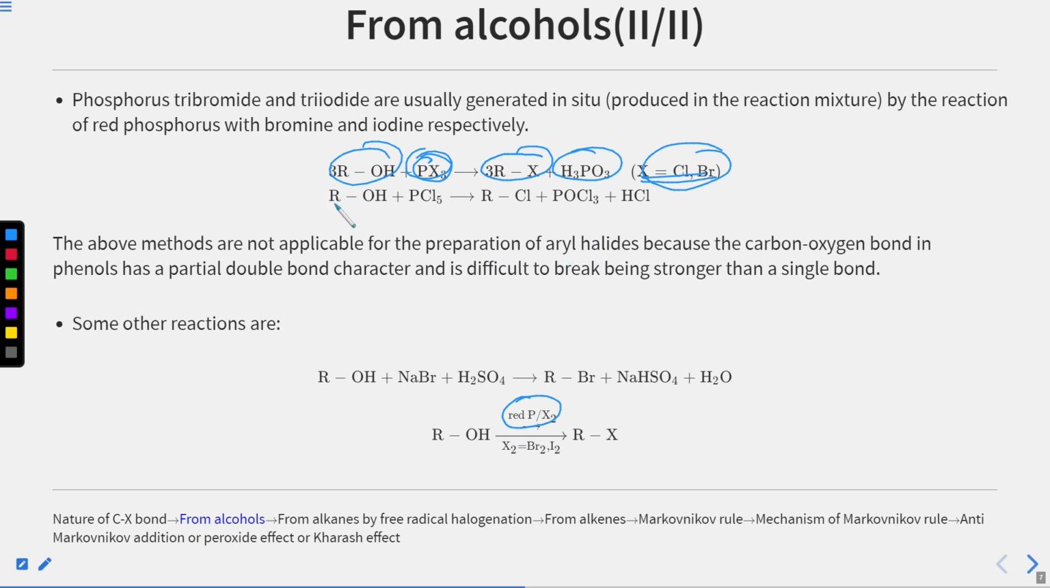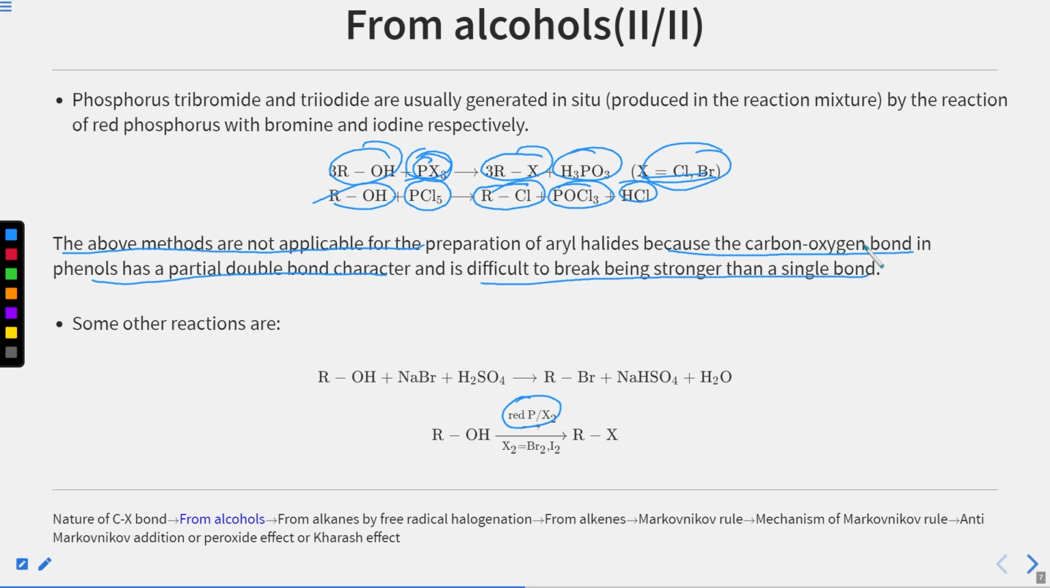Next, if we take ROH and react it with PCl5, that is phosphorus pentachloride, then again we will get our alkyl chloride, POCl3 and HCl. So in these two methods in which we use phosphorus halides, they can be either trihalides or pentahalides. We can use both of them to create our alkyl halide. Now the above methods are not applicable to haloarene because the carbon-oxygen bond in phenol has a partial double bond character and is difficult to break, being stronger.